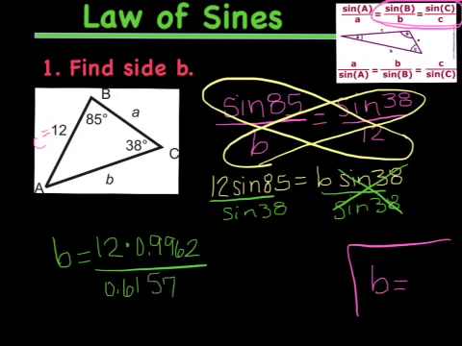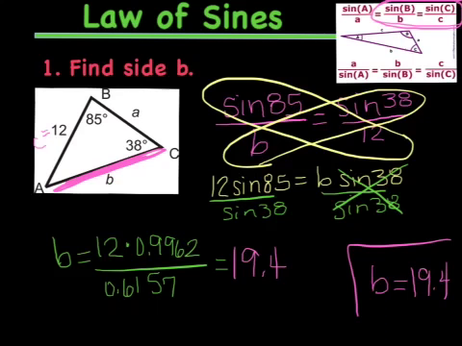So we're going to do 12 times 0.9962. Get that and divide that by 0.6157. And we end up with b equaling 19. I'm going to round it off, 19.4. Okay, so 19.4 is our length for B.